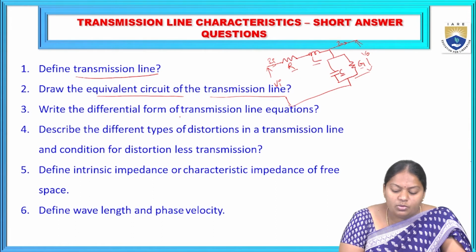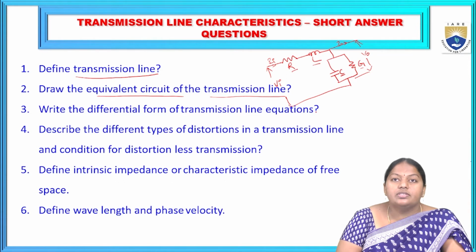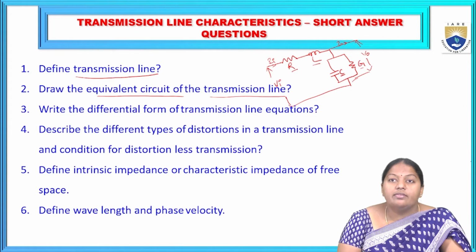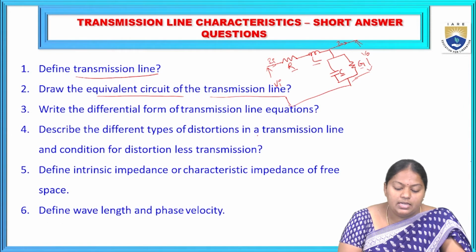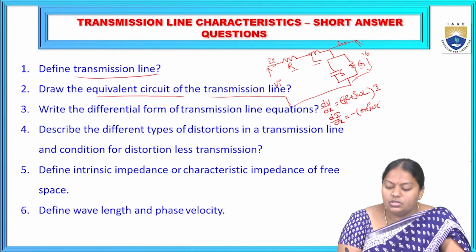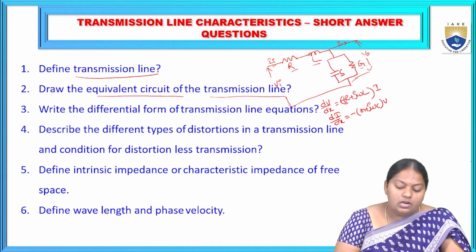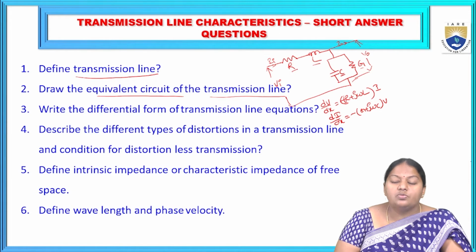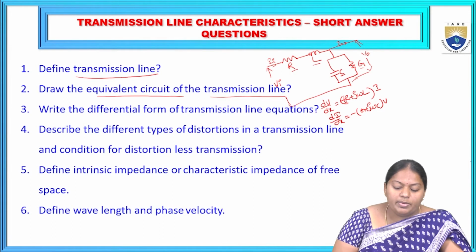Then write the differential form of the transmission line equations. Consider this simple circuit diagram of the transmission line equivalent circuit. From this we write the differential form of the equations: dV by dx is equal to minus of (R plus j omega L) into I, and dI by dx is equal to minus of (G plus j omega C) into V. These are the two differential form of transmission line equations.